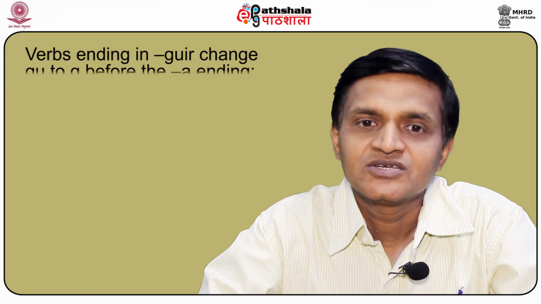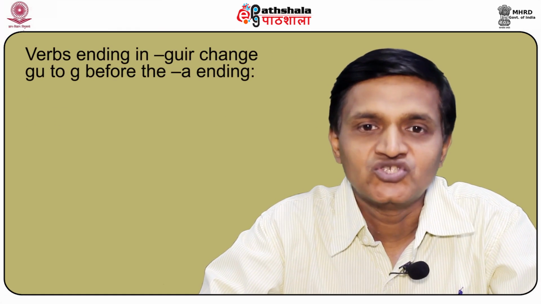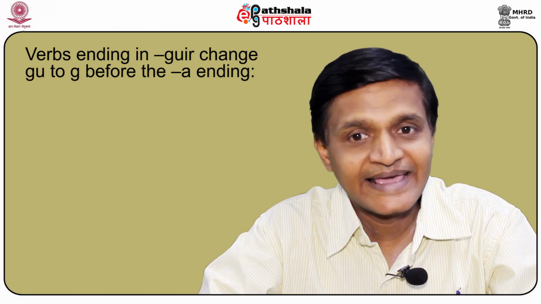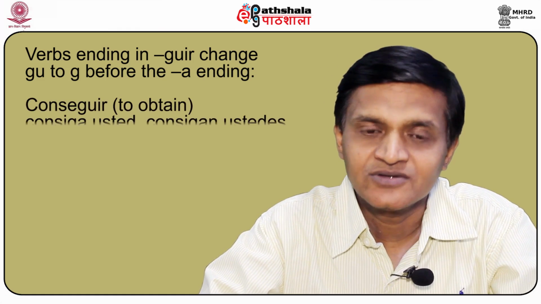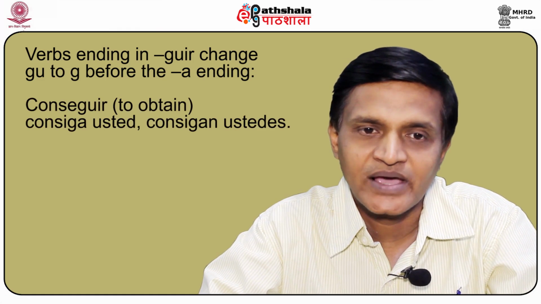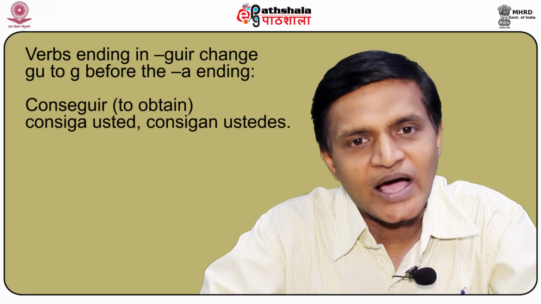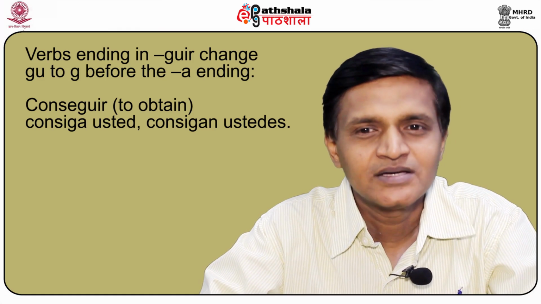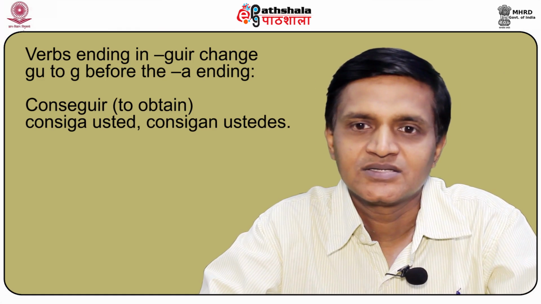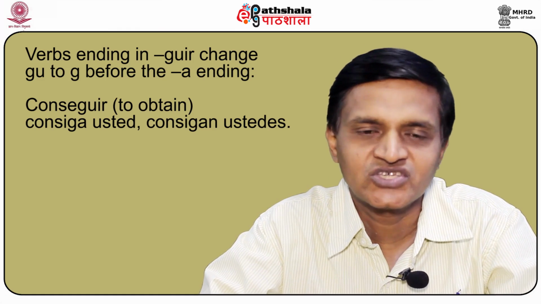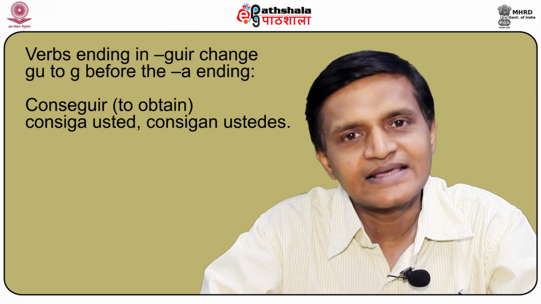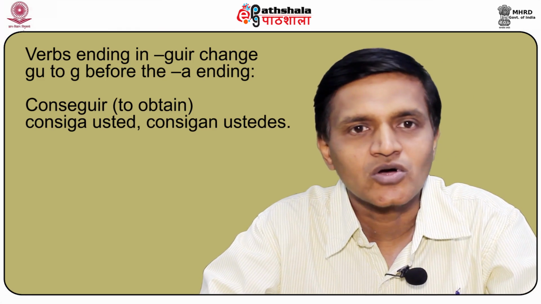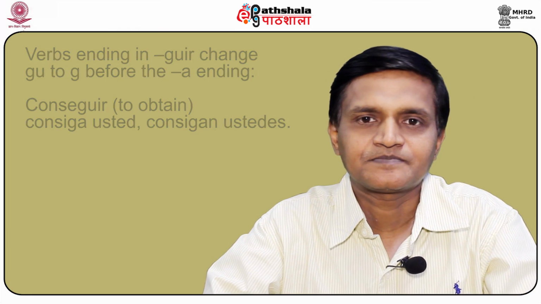Verbs ending in GUIR change GU to G before the A ending. So, conseguir, to obtain, conseguir with a GUIR, changes to consiga, CONSIGA, consiga usted or consigan ustedes. Conseguir changes to consiga or consigan ustedes.